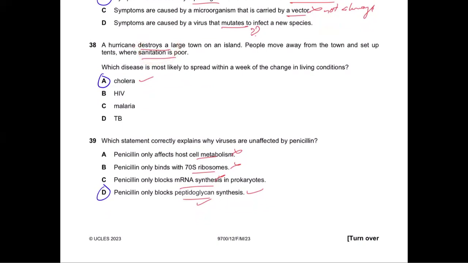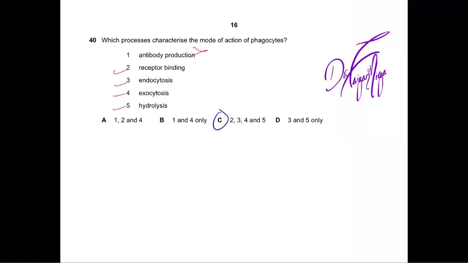Question 39. Which statement correctly explains why viruses are unaffected by penicillin? So that's a fact-based question again. Just recall that penicillin disturbs the peptidoglycan synthesis. So option D is correct.